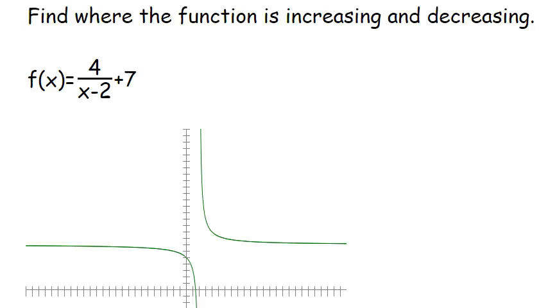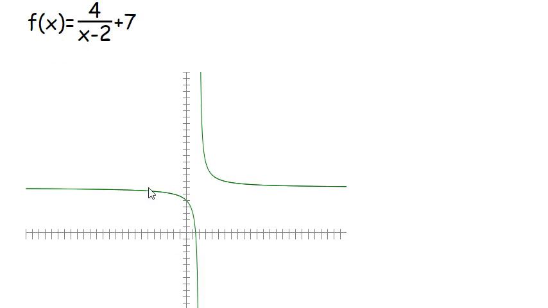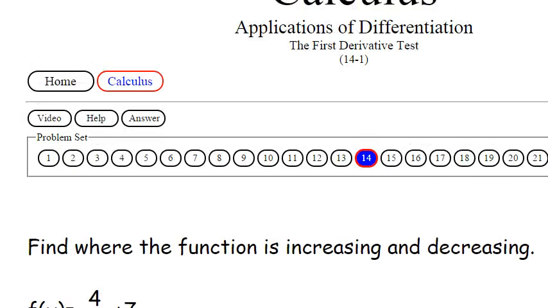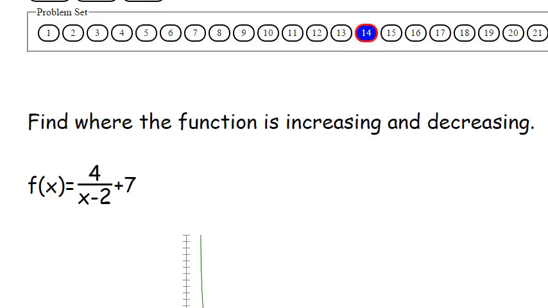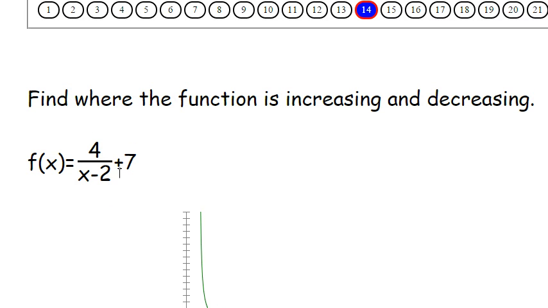Find where the function is increasing and decreasing. So this is the graph of f of x, and we're just going to look at this. You can see the graph is decreasing up to, it looks like the vertical asymptote is at 2, and then the graph is decreasing from 2 to infinity. But we'll want to prove that mathematically, right? So I guess what we need to do is actually write that down.